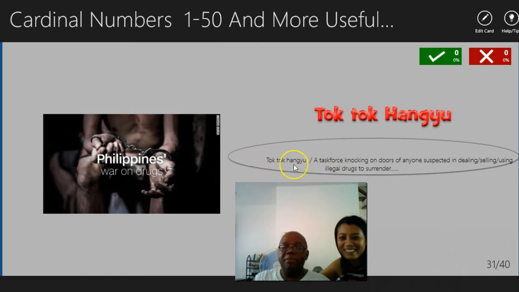Here we get that same thing again. We talked about tok tok meaning what? Knock knock. Knocking on the door. Hangyo means please surrender. So what happens is the police go door to door into the drug areas they're running a raid on. They'll say, tok tok hangyo! That means you better give up. You better surrender. It's the police.